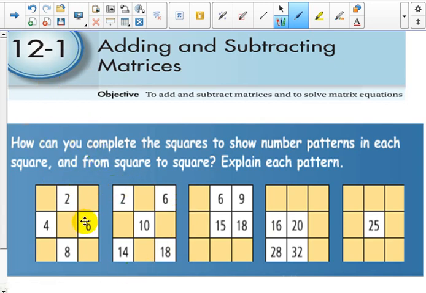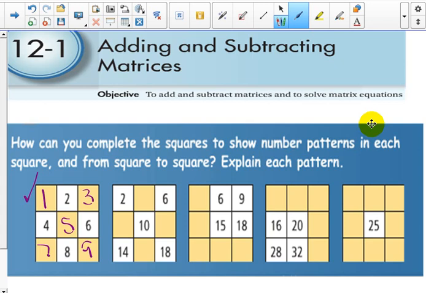So when we look at this quickly, it says, how can you complete the squares to show the number patterns in each square from square to square, and from square to square? Explain each pattern. So what's our first pattern? What goes in this first box? 1. Then it goes 2. What's next? 3, 4, 5, 6, 8. That's it. So it was pretty simple process just to see, oh, that's just a sequence of 1.